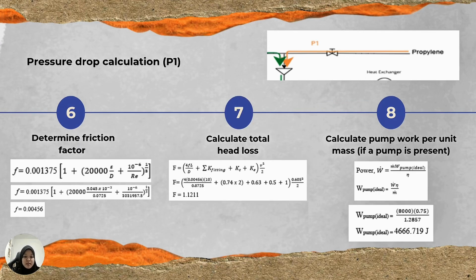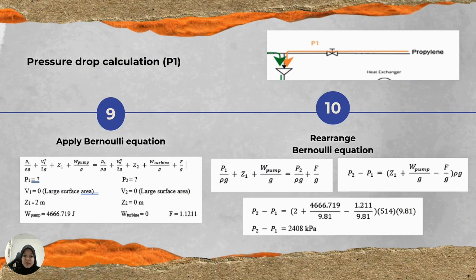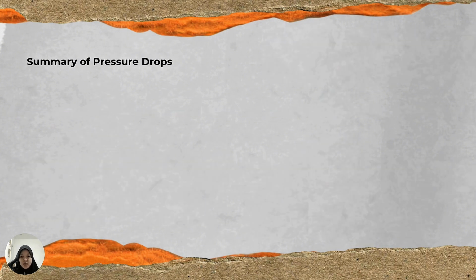Using the pipe roughness and fittings data, the total friction head loss was determined. In this case, pump work per unit mass is also calculated since we are calculating for P1. For step 9, we apply the Bernoulli equation, including pump work and friction losses, and pressure drop across P1 was calculated to be 2,408 kilopascal.